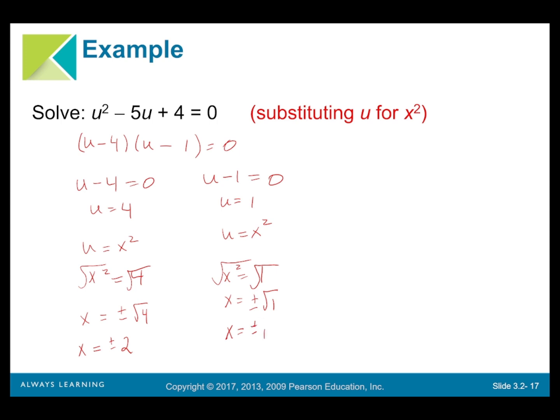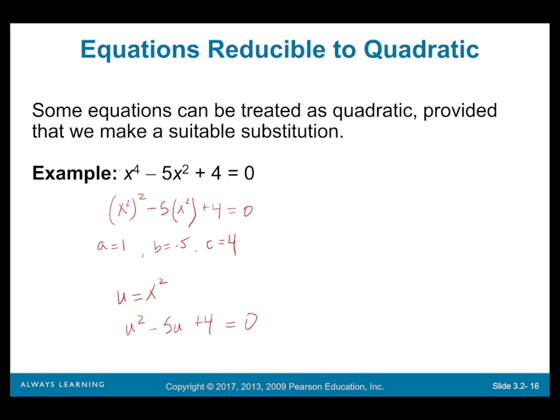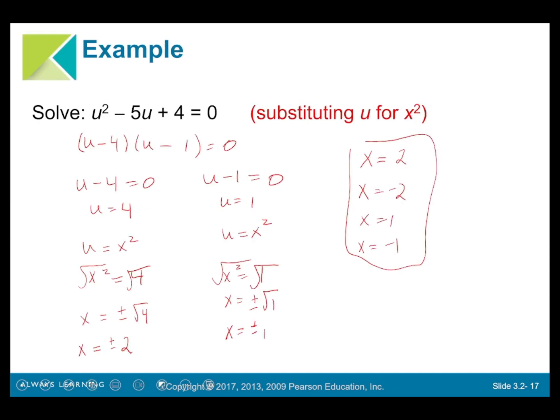So really, we have 4 solutions here. I could have x equals 2, x equals negative 2, x equals 1, and x equals negative 1. These are all of my solutions after doing that substitution. And notice the original problem had an x to the 4 term. So it should kind of get your brain going that you might have 4 solutions in total. And this is how we solve it.